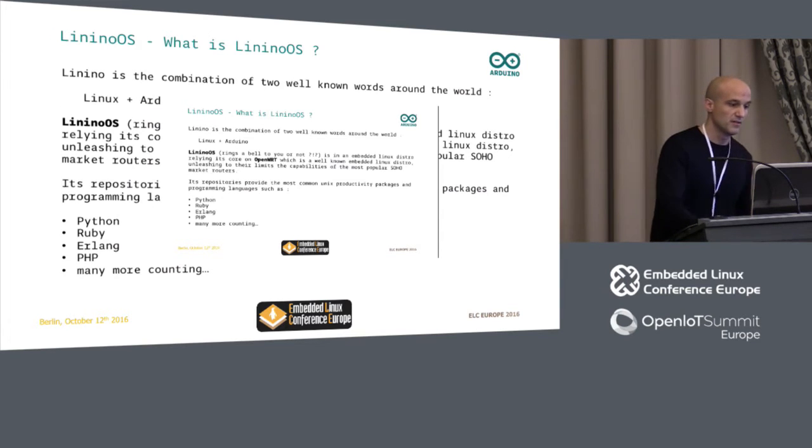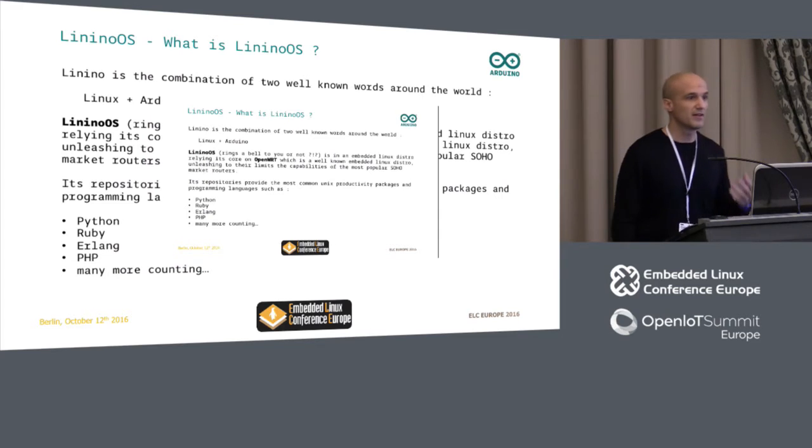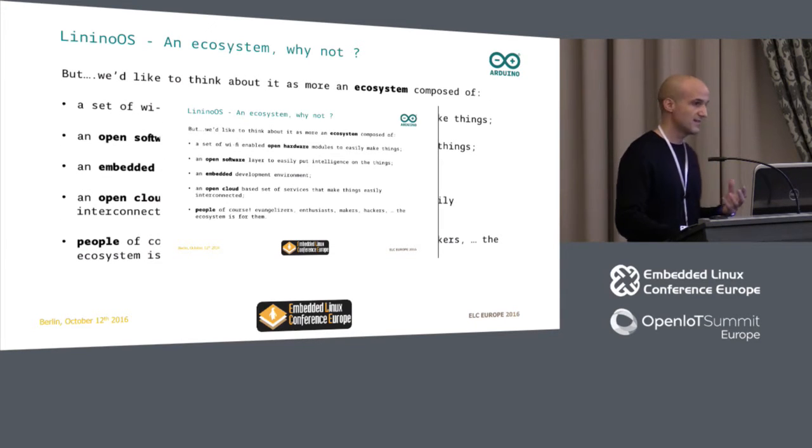I don't know if the word Linino rings a bell to you, or you have already heard of it. It's just a combination of two very well-known words, Linux and Arduino. We have come up with this kind of embedded system just to customize it for our boards, and it relies on OpenWRT. It is a quite common and very well-known embedded distro to unleash the limits of the most popular small office, home office routers. Its repositories usually provide the most common Unix productivity packages and programming languages such as Python, Ruby, and many more.